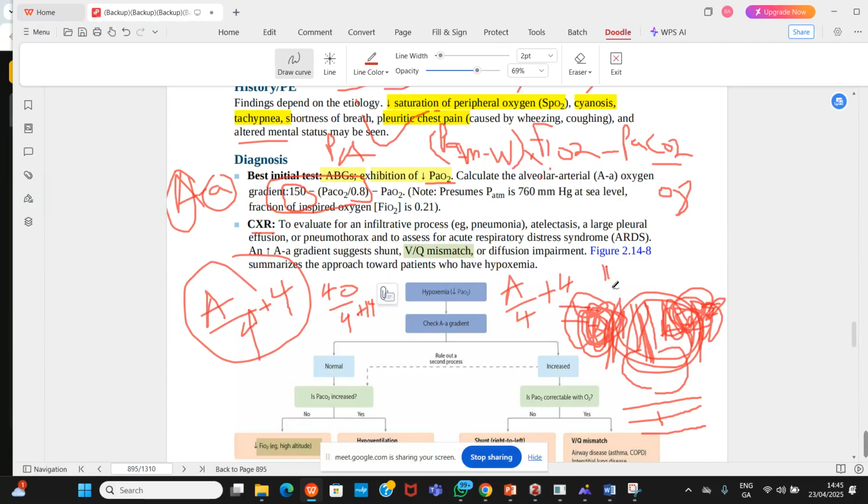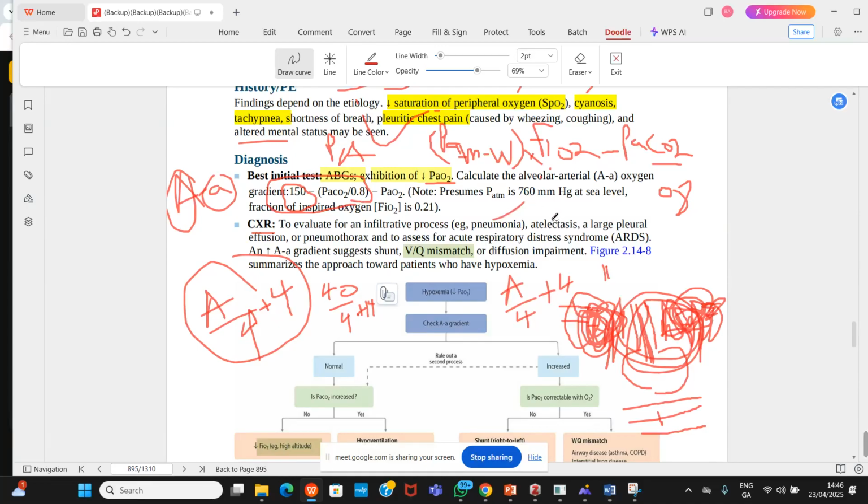So that means that if we calculate the A-a gradient, if it's more than 11, that is a high A-a gradient. If it's 11 or less, that's going to be a normal A-a gradient. So that is how we determine if the A-a gradient is high or normal. So the best next step is to do X-ray to find out what is the underlying cause, to further nail that diagnosis.